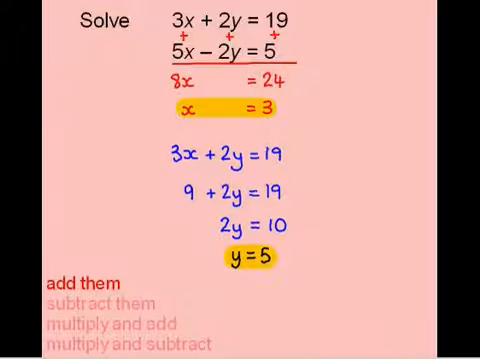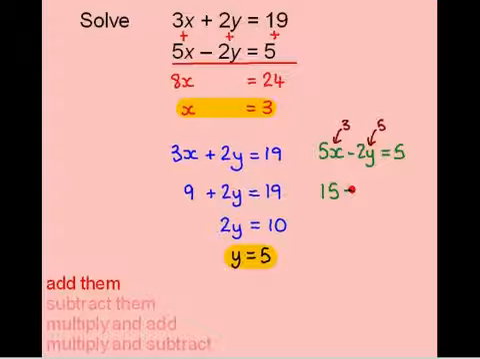In an exam situation, I always want to check that my answers are right. I worked out what y is by putting x into this one here. So to check they're right, I'm going to put x and y both into this one here. So I've got 5x minus 2y equals 5. And now I want to substitute in the value of 3 for x and 5 for y. So we have 5 times 3, that's 15. Take away 2 times 5, that's 10. Does that equal 5? Yes, it does. So we know that our answers are correct.